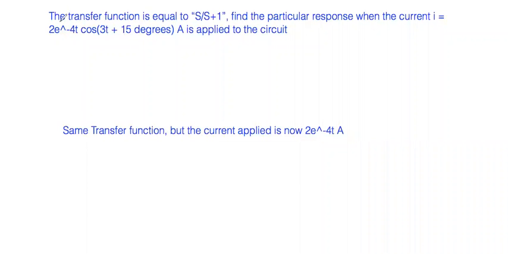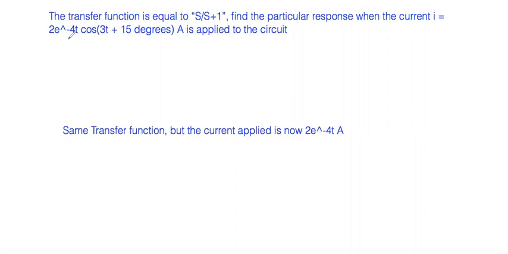Okay, video here. This is for AC circuit analysis, dealing with transfer functions. And the question is: the transfer function is equal to s divided by s plus 1. Find the particular response when the current I is equal to e to the negative 4t cosine 3t plus 15 degrees, in amps, applied to the circuit.